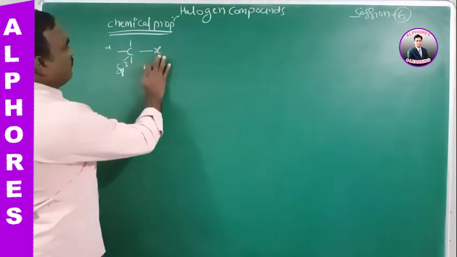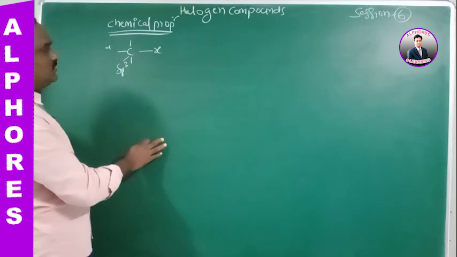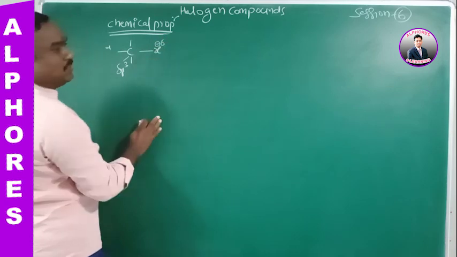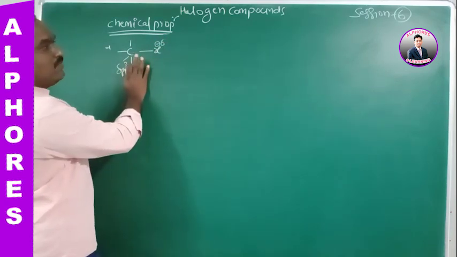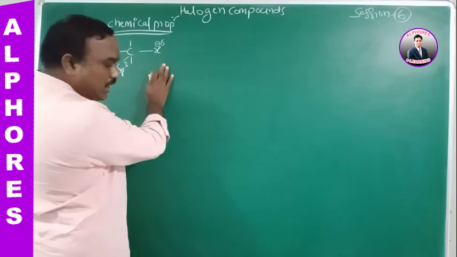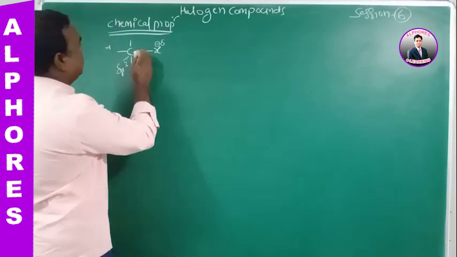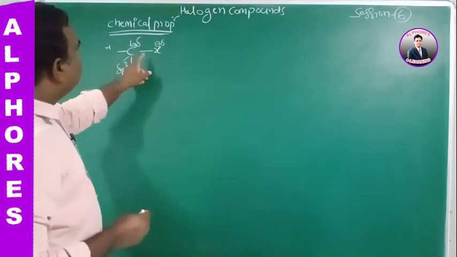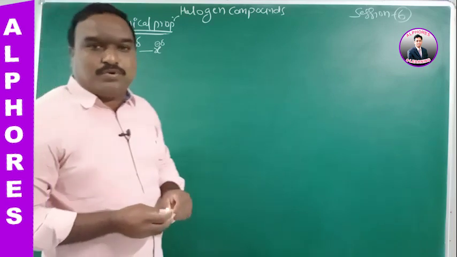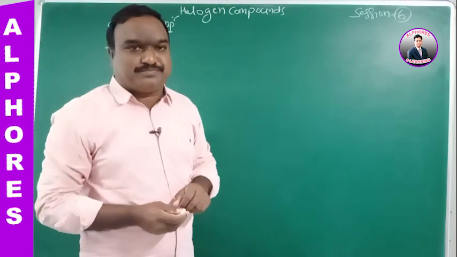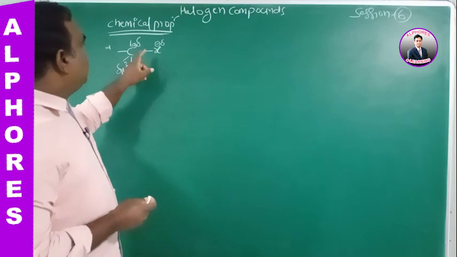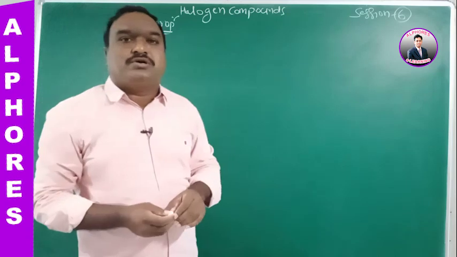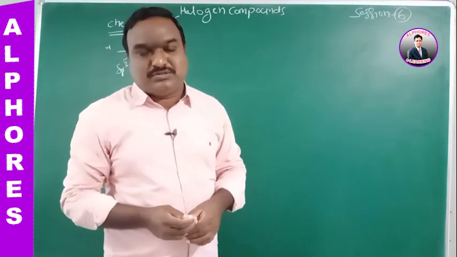Due to their higher electronegativity, halogens have a partial negative charge. Carbon's electronegativity is less compared to halogens, so the carbon has a partial positive charge. Based on this concept, the bond is a polar bond. Due to that reason, these molecules undergo substitution reactions.